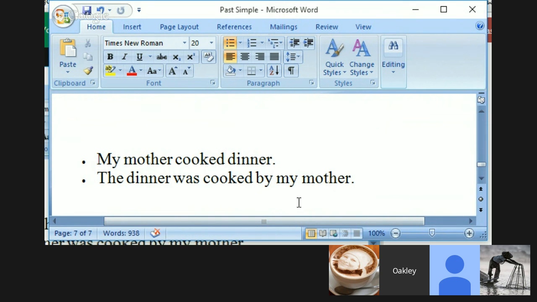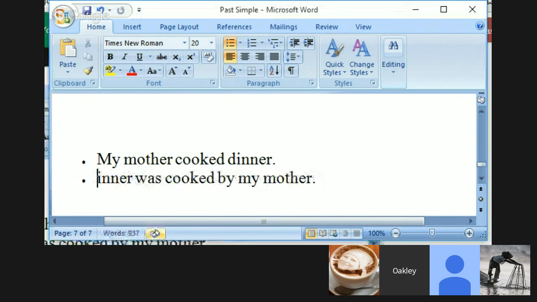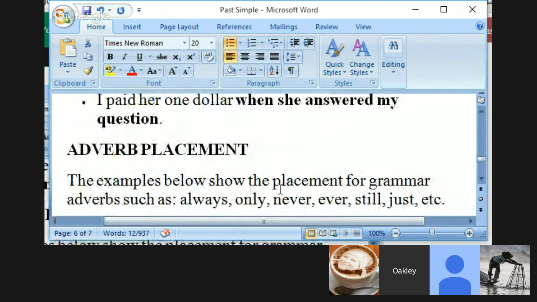We say dinner was cooked by my mother. Yes, this is perfectly fine. Dinner was cooked by my mother. Okay. Yeah, it's no problem at all. Instead of saying the dinner, this is more normal. It is possible to use the, but it's not necessary.